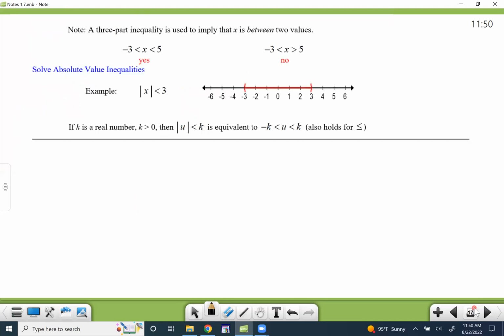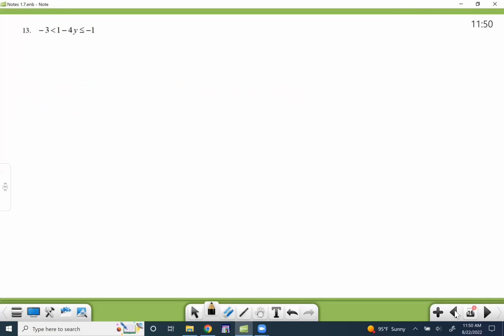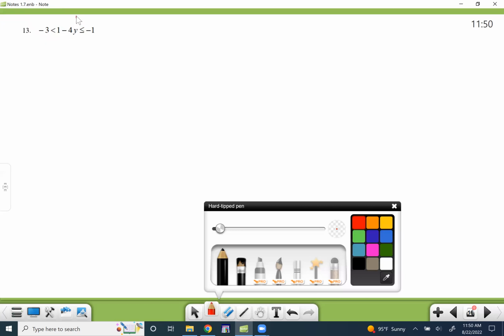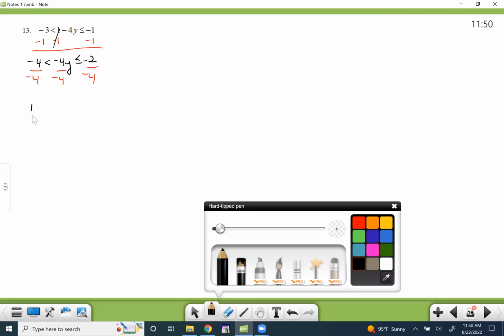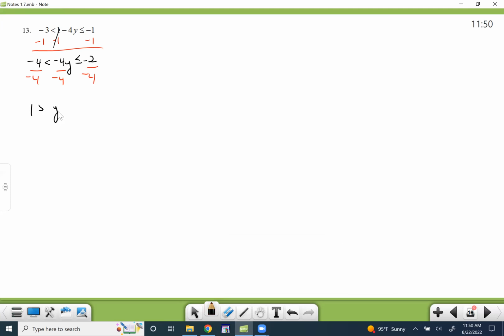Now this one's interesting, 13. So you'll see what happens. All right, so we want to get the y by itself, right? So let's do the takeaway 1. Just make sure you do it on all sides. Right now I'm about to divide by a -4 on all sides. That means I need to flip the sign, right? 1 is greater than y is greater than or equal to negative divided by a negative is a positive, and 2/4 reduces to a half.